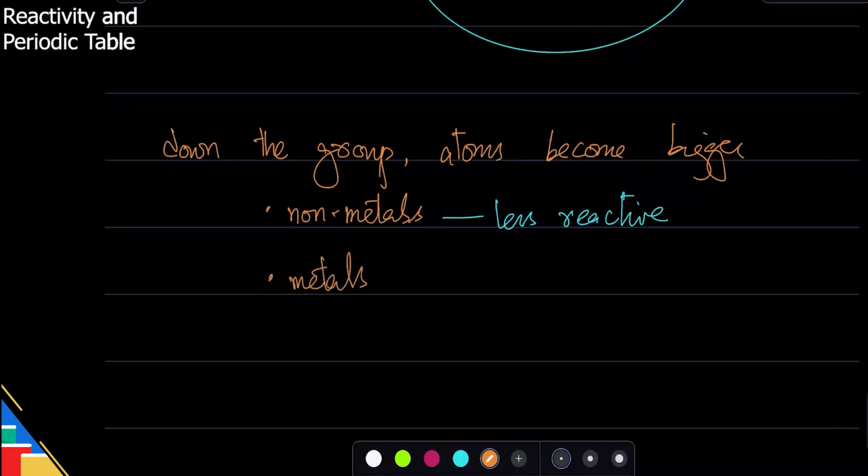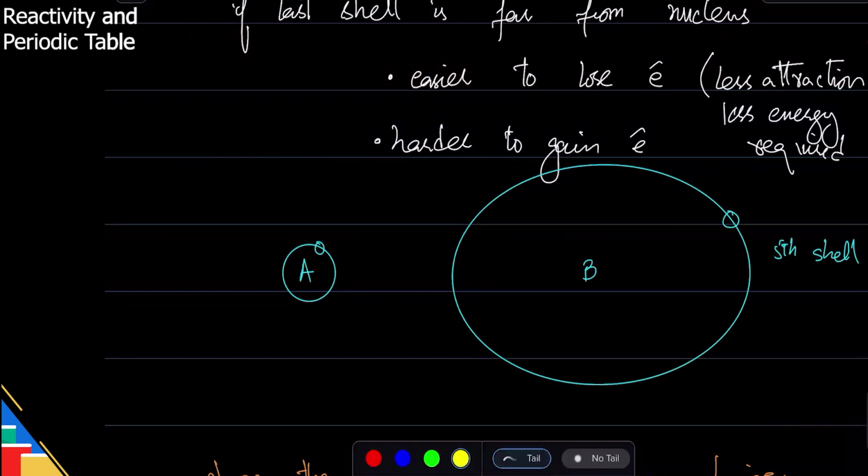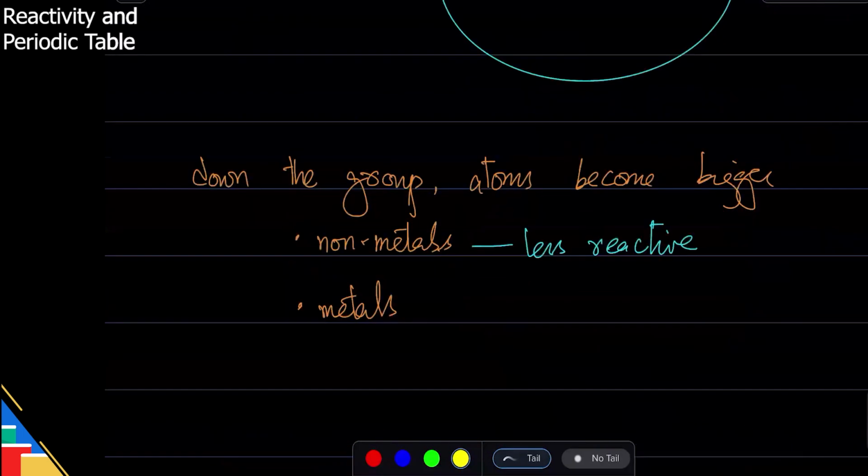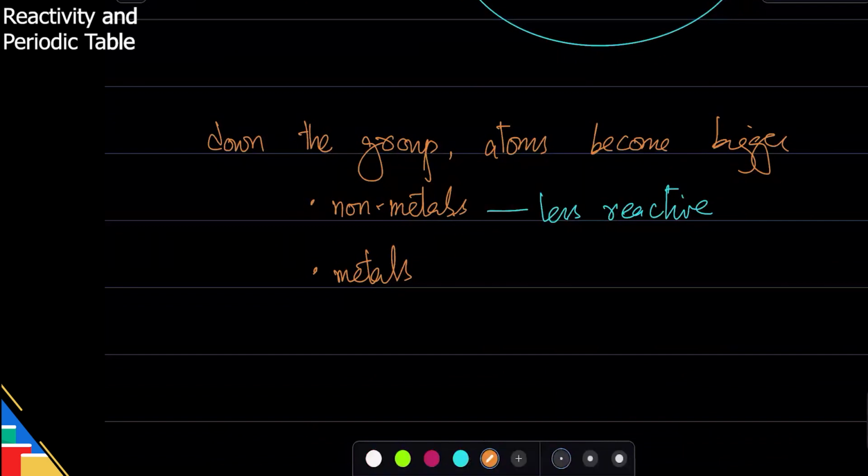Why? Because metals have to lose electrons. So in this one, if a metal is bigger, will it be easier to lose electrons or difficult to lose electrons? Will it be more reactive or less reactive? What do you think? If it's bigger and it's a metal, yes, it's more reactive. Excellent. So if you have a bigger atom and it's a metal, then it will be easier to lose electrons, so they become more reactive. The reason is the same. It's just that non-metals gain electrons, so a big atom makes that difficult. And metals lose electrons, so for a big atom that is easy.